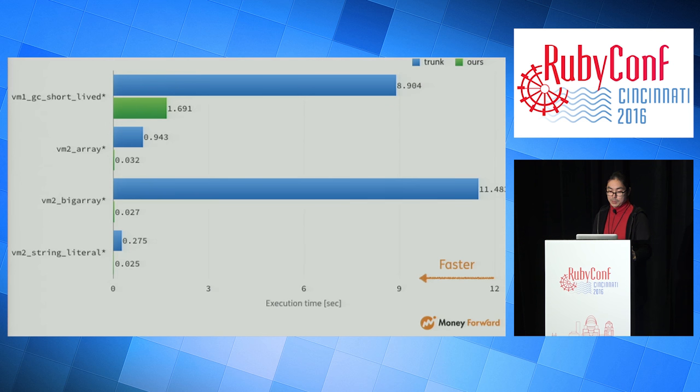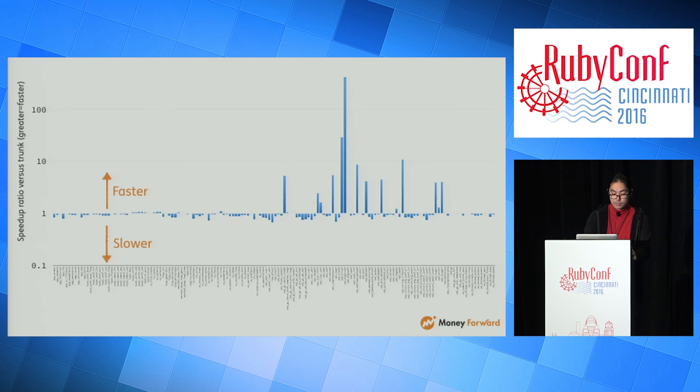The fastest examples in the benchmark here, those variable elimination got an effect. For instance, the vm1_gc_short_lived, it got faster not because we touched GC, but because we eliminated the allocation. Again, this is the entire benchmark result. You can see it's very simple, very slightly slow in general when they slow down, and drastically fast when they speed up.